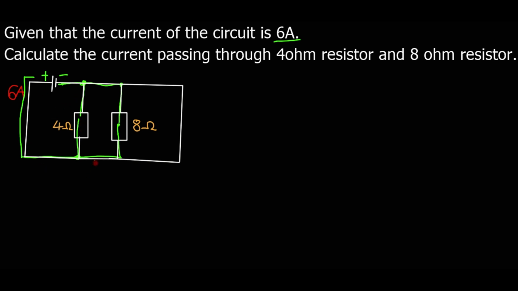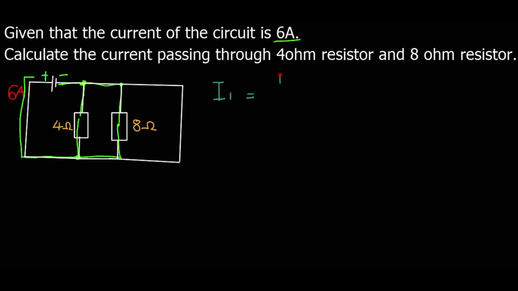This means this current is divided, and for parallel circuits, current always divides. This means the 4 ohm resistor and the 8 ohm resistor share this 6 amperes. The question says, calculate the current passing through the 4 ohm resistor and the 8 ohm resistor. We want to know how much current the 4 ohm resistor takes and how much the 8 ohm resistor takes. The easiest way is to use the current divider rule formula.